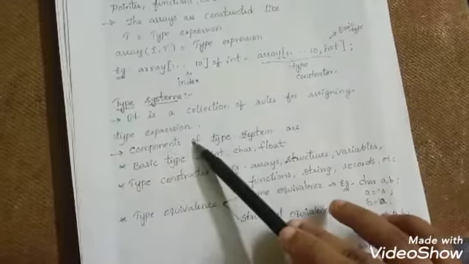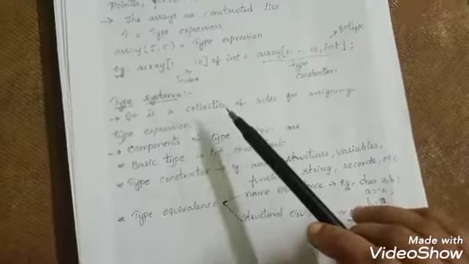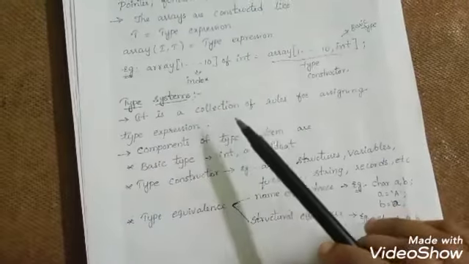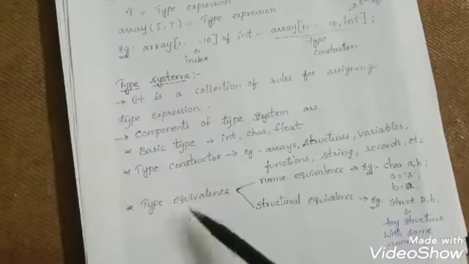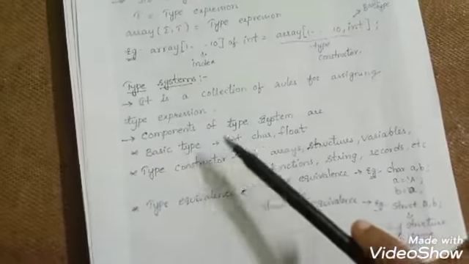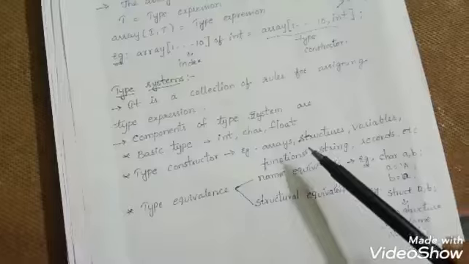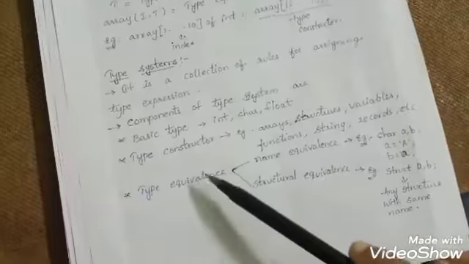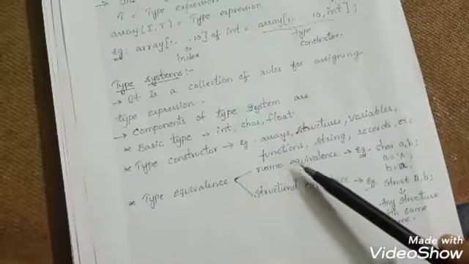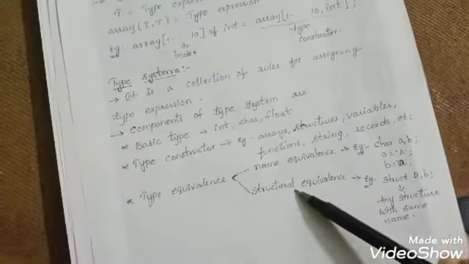Next one is type systems. A type system is a collection of rules for assigning type expressions. So a type system is nothing but a collection of rules which are used to assign type expressions. The components of a type system are basic type, type constructor and type equivalence. In basic type, we have the basic data types like int, character and float. In type constructor, it takes arrays, structures, variables, functions, strings, records, etc. In type equivalence, we have two types again, name equivalence and structural equivalence.